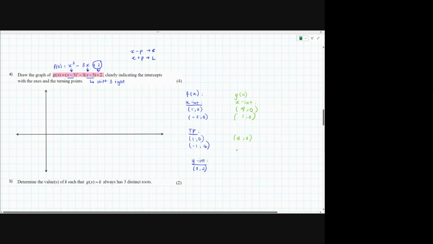We then have our next turning point, (-1, 4). We want to shift that 3 units right. So who can tell me where that's going to be? (-1, 4), shift 3 units right. Where does that end up? Okay, careful, guys. A lot of you are changing y as well. I'm not shifting up or down. I'm just shifting to the right. Good. Okay, (2, 4).